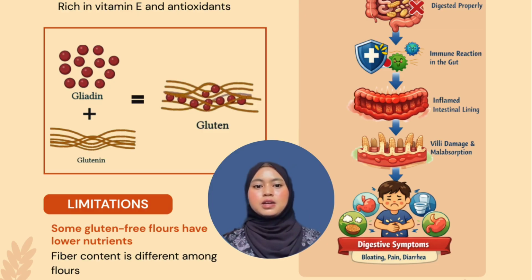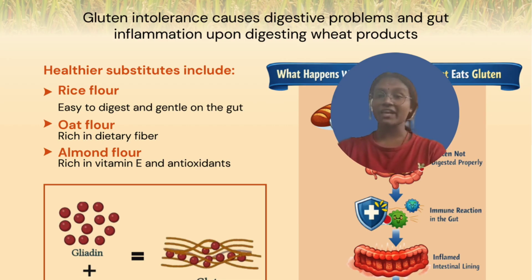Therefore, in gluten-intolerant individuals, the unique protein structure of gluten directly leads to incomplete digestion, immune activation, and intestinal damage. This explains why gluten-free flours, which lack gliadin and glutenin, are healthier alternatives as they do not trigger this structure-based immune mechanism. Now, let me explain wheat flour substitutes as a healthier choice in gluten-intolerant individuals.